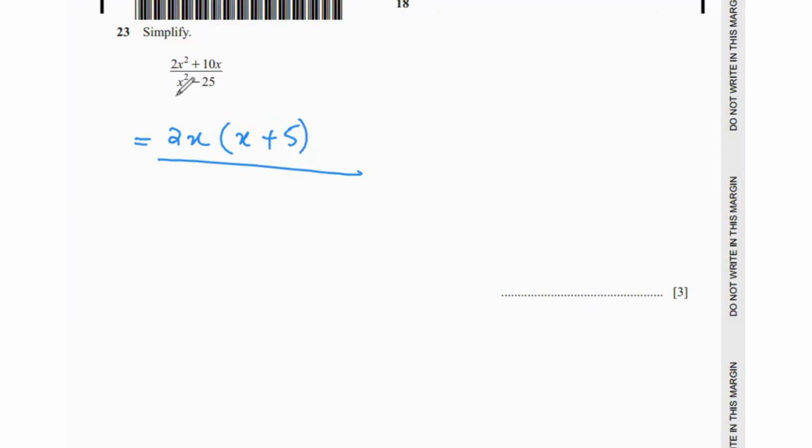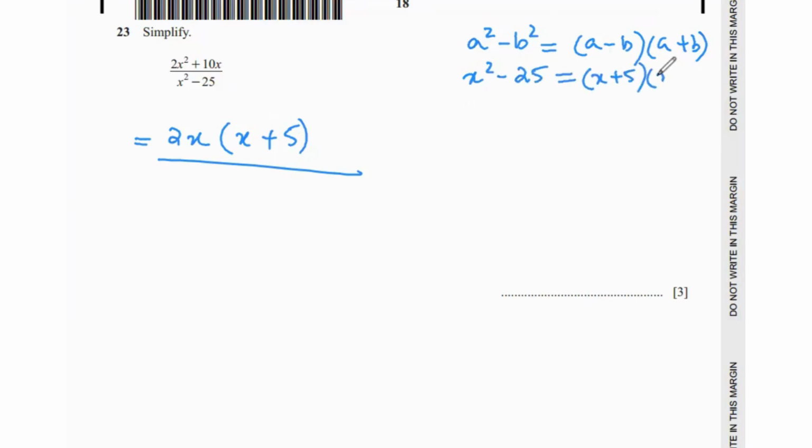But if we notice, we have two perfect squares being subtracted, which means we can use difference of perfect squares. In difference of perfect squares, when you're subtracting two perfect squares, it expands to a minus b times a plus b if it's a squared minus b squared. So over here, it's x squared minus 25, which means it's going to be x plus 5 times x minus 5. The x plus 5 gets cancelled out and we're left with 2x over x minus 5. And that is your final answer.